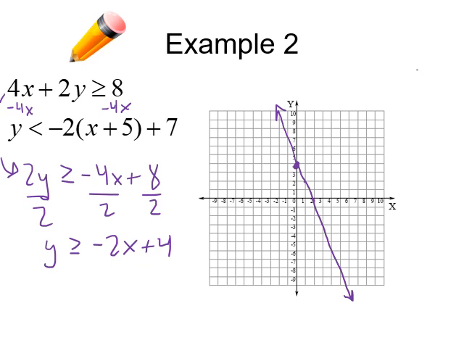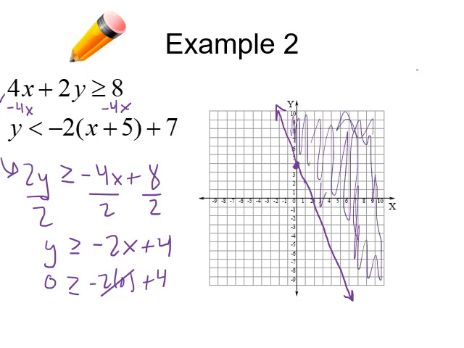Again, I'm going to test 0, 0. Well, 0 times any number is 0. Is 0 greater than 4? No. So I'm not going to shade the area that contains 0, 0. I'm going to shade the other side, and just a light amount of shading just so we can see that part. So that's the correct solution set.